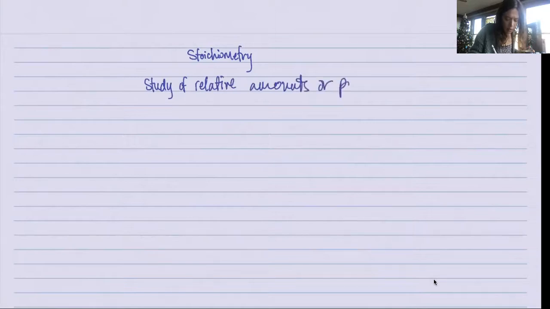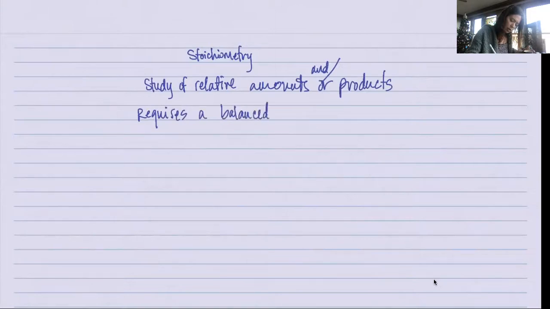Okay, stoichiometry, it is the study of relative amounts of reactants and products. Reactants and or products, okay? Requires a balanced chemical equation. As we just said, that is very important for you to realize. You must have a balanced chemical equation to solve any stoichiometry problem, period.